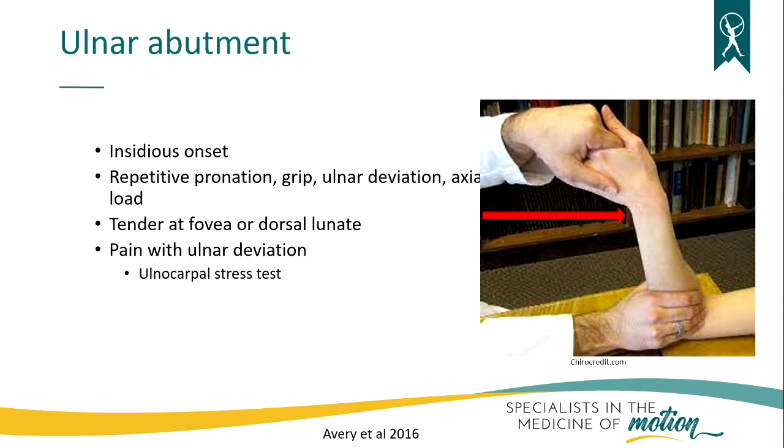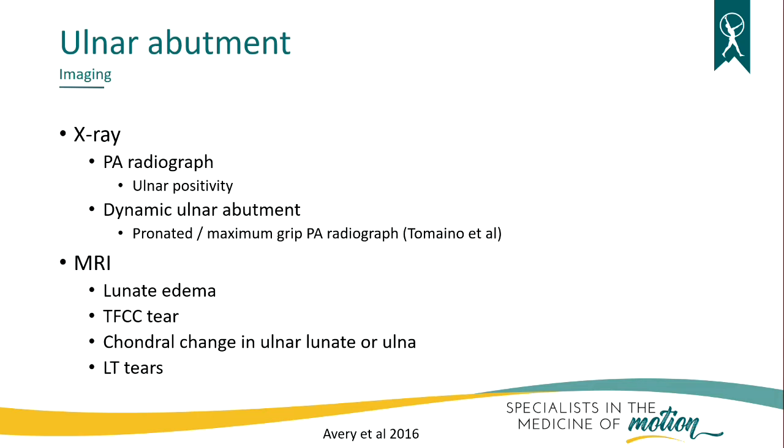These patients may have an insidious onset. It's important to be checking for their activity levels, and many times repetitive pronation or ulnar deviation will contribute to this. They may be tender at the lunate or the fovea, and the ulnar carpal stress test is probably the most important, as in this picture here.